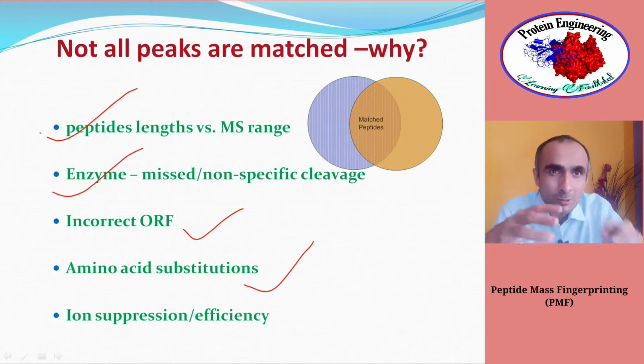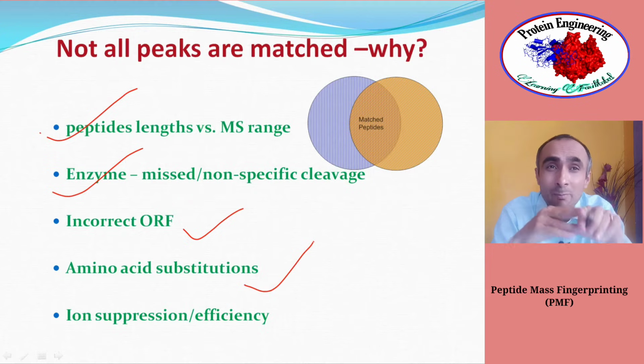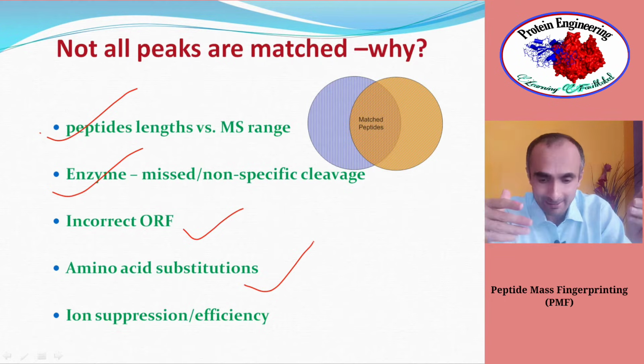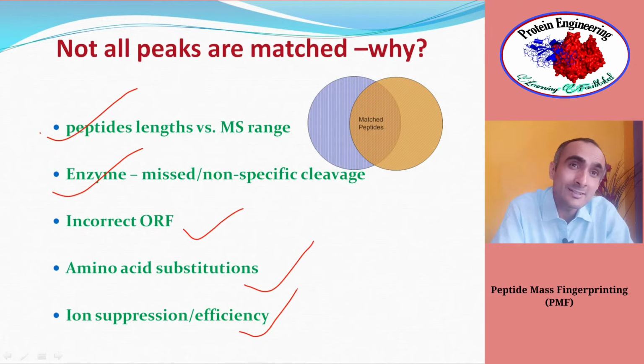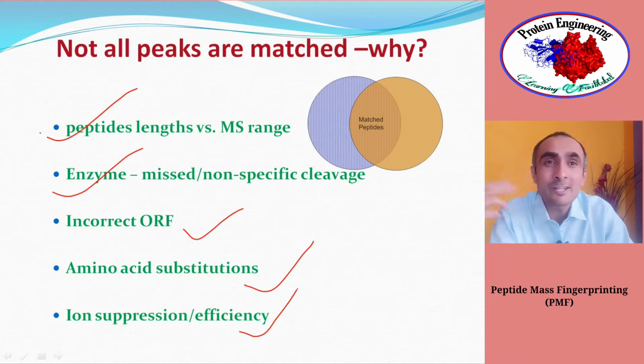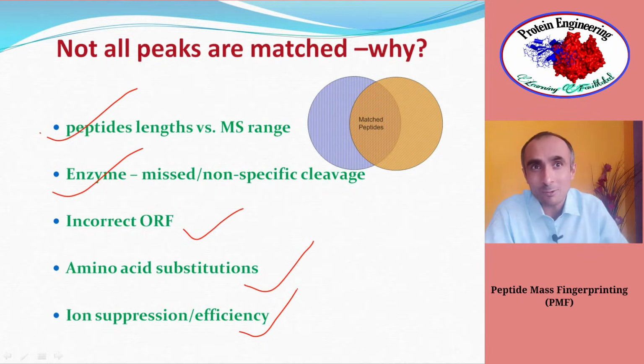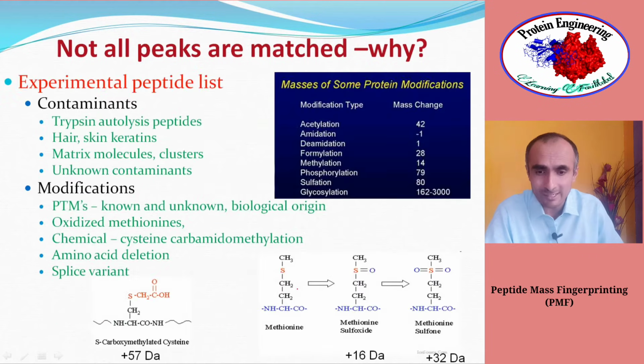Because remember, in theoretical and experimental spectra, we are just matching the mass. If, for any reason, there is a difference in the masses, the matching will not be there. So another reason could be ion suppression efficiency. In mass spectroscopy, you ionize peptides. Some of the peptides are not ionized well, so they are not part of the experimental spectra. Although theoretically those peptides would be there in the theoretical spectra, experimentally that peptide is not there because it was not detected by the mass spectrometer. So that could be another reason of not matching both the spectra.